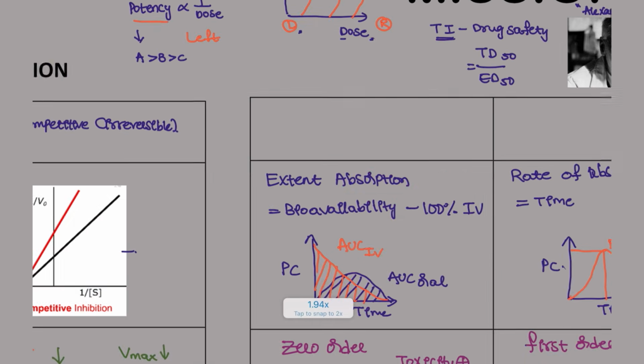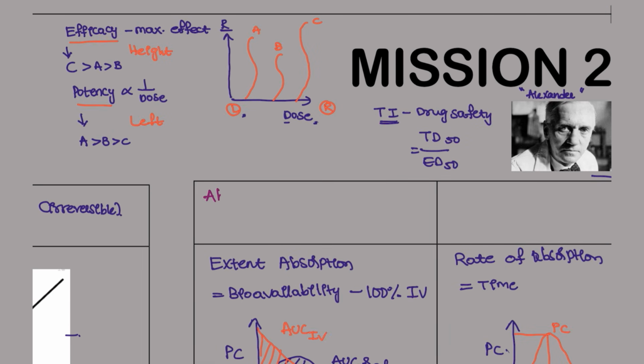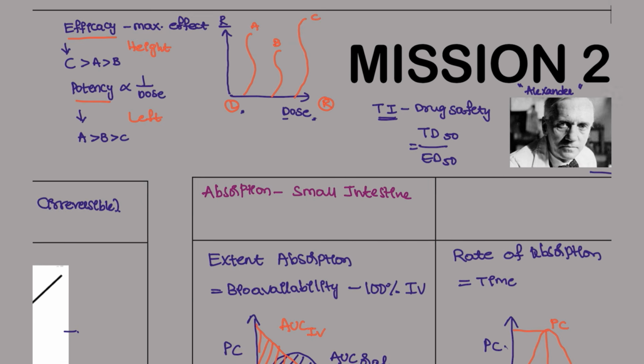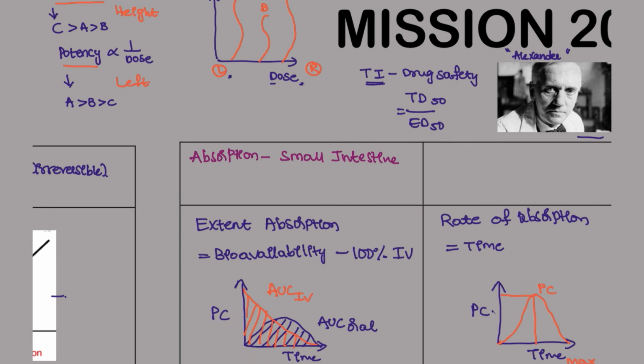Next, drug absorption, how the drug is absorbed. Most of the drug will be absorbed by the small intestine. The drugs absorbed by the small intestine are in non-ionized form, and they are highly lipid soluble drugs.